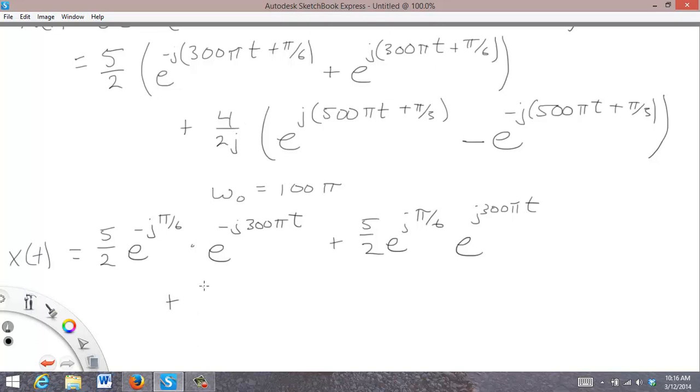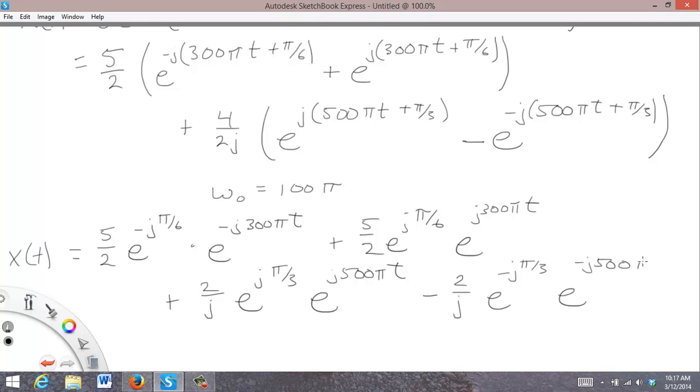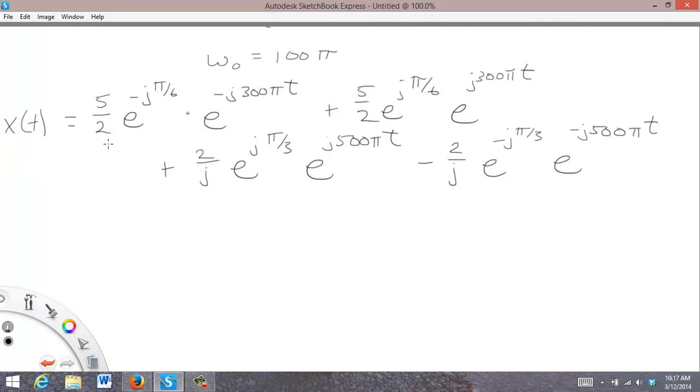4 over 2 is just 2, so I have 2 over j e to the j pi over 3 times e to the j 500 pi t minus 2 over j e to the minus j pi over 3 times e to the minus j 500 pi t. Alright, so still not quite done here. I have to identify, okay, first of all, this is going to be my a sub minus 3. This whole thing is my a sub positive 3. This will be my a sub 5, and including the minus sign, that's my a sub minus 5.